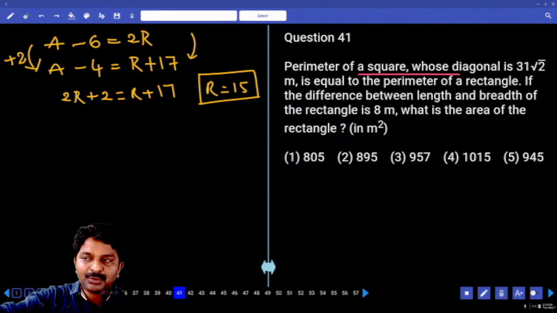Perimeter of a square whose diagonal is 31√2 meters is equal to the perimeter of the rectangle.